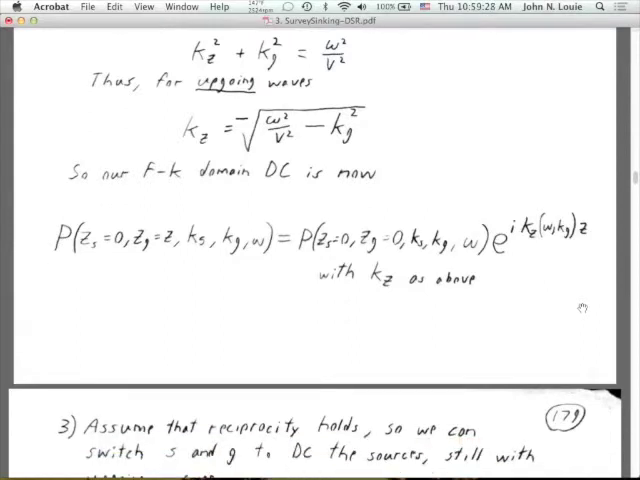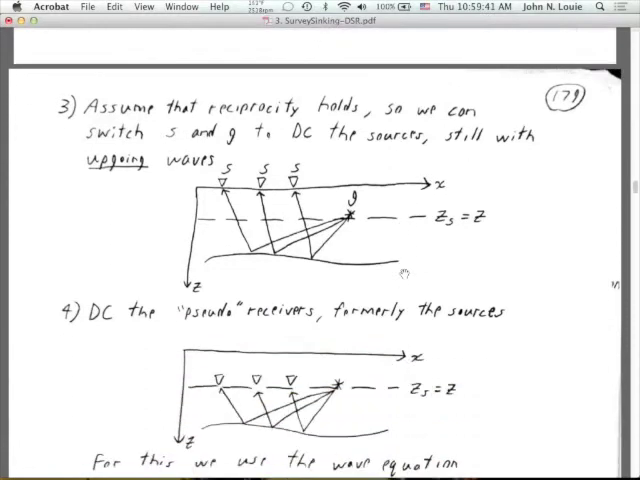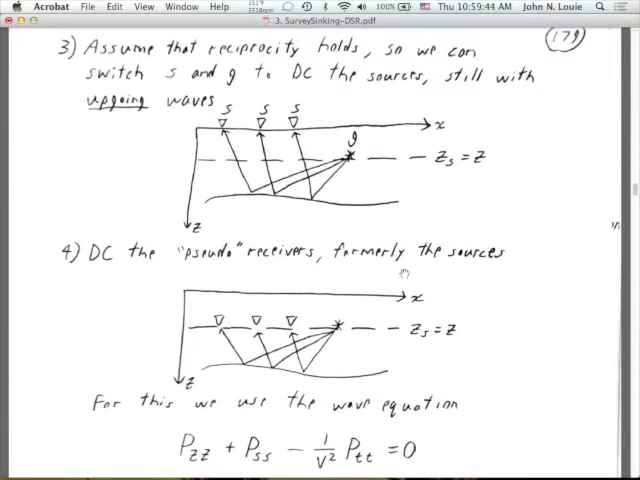Okay, so we did a lot of that. We worked this into an FK migration and downward continuation. We looked at approximating this with finite difference equations and all that. So in 706, we already covered how to do that. So now we assume that reciprocity holds. We've downward continued every receiver down to depth z.